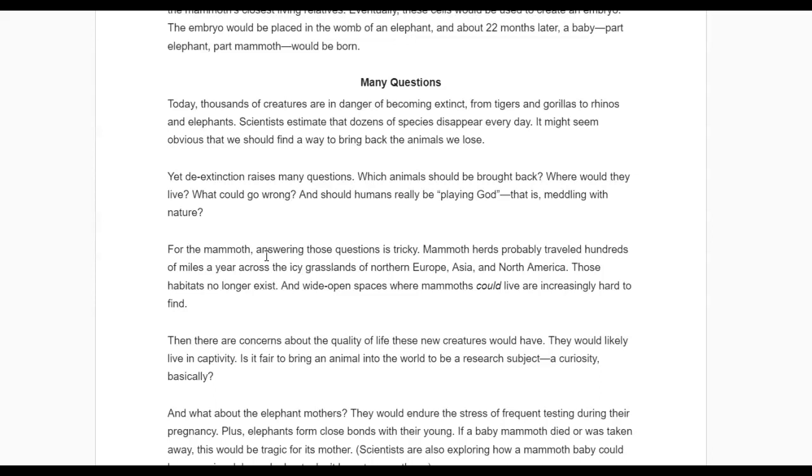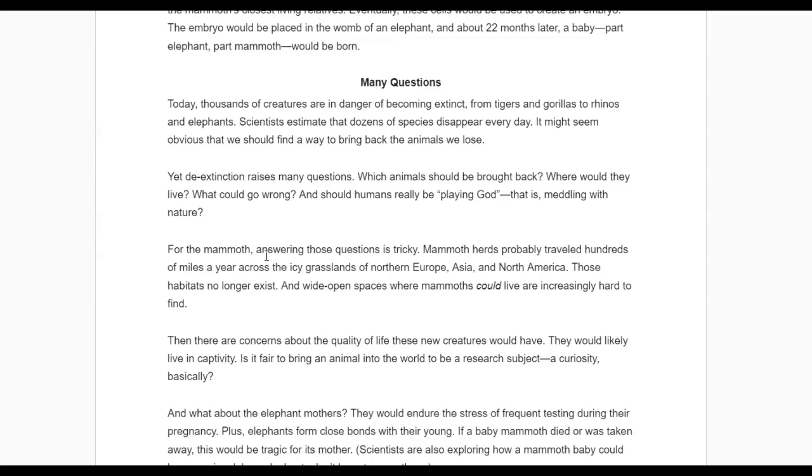Scientists estimate that dozens of species disappear every day. It might seem obvious that we should find a way to bring back the animals we lose. Yet, de-extinction raises many questions. Which animals should be brought back? Where would they live? What could go wrong? And should humans really be playing God? That is, meddling with nature?